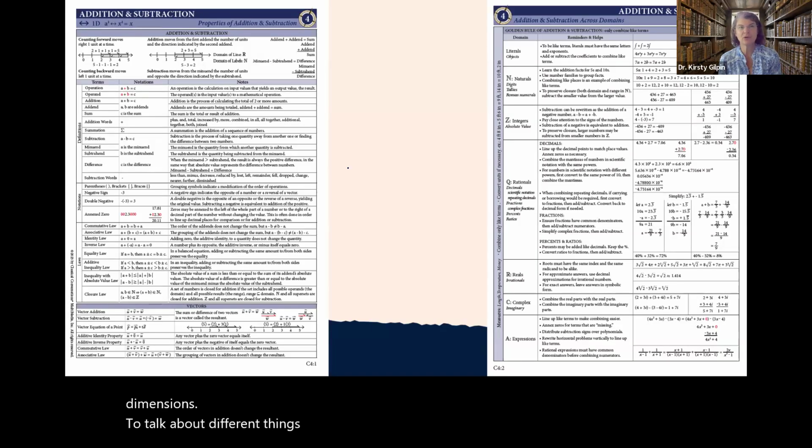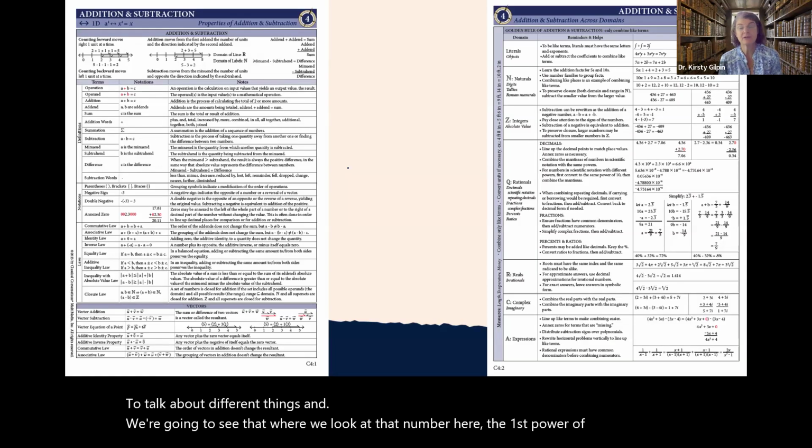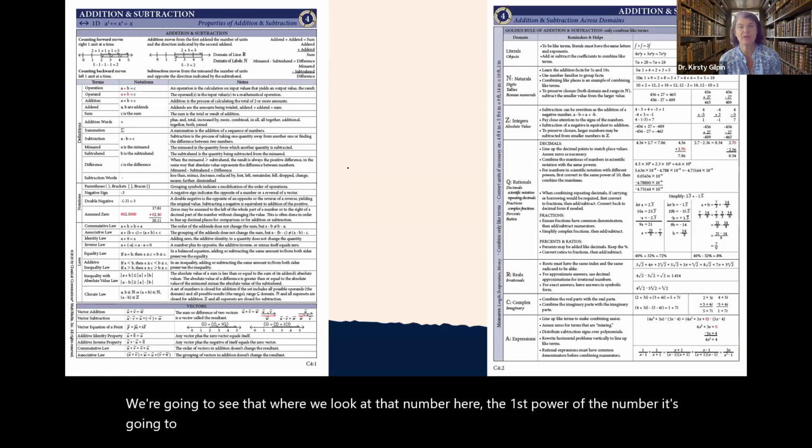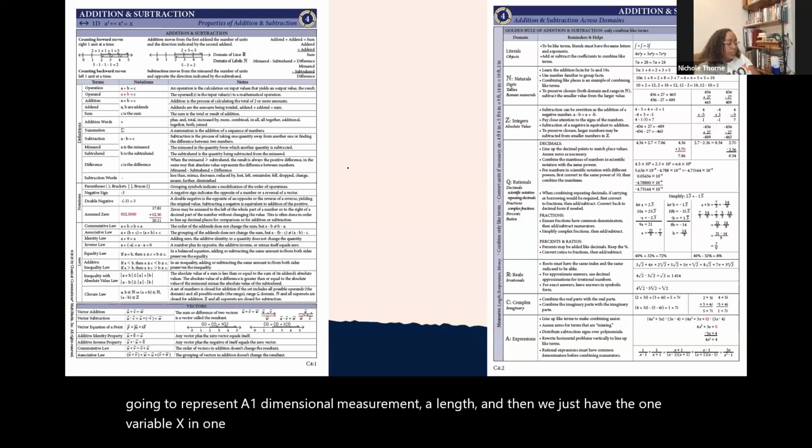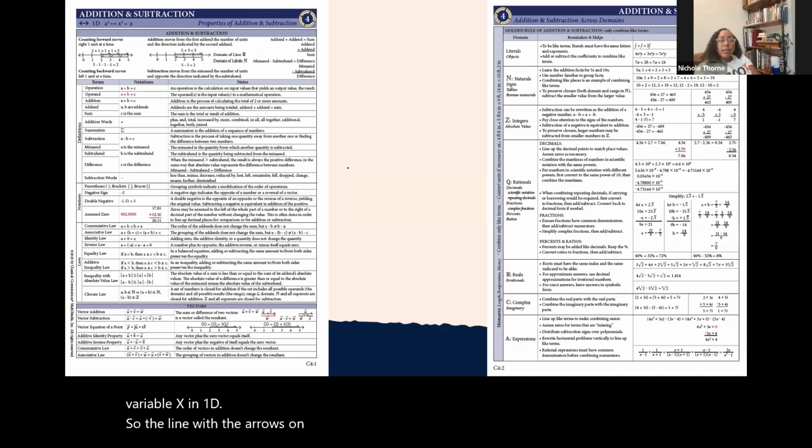And we're going to see that where we look at that number here, the first power of the number is going to represent a one-dimensional measurement, a length. And then we just have the one variable X in 1D. So the line with the arrows on the end is the notation for one dimension.